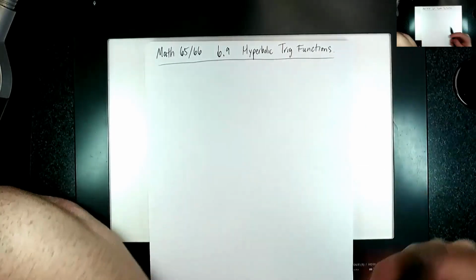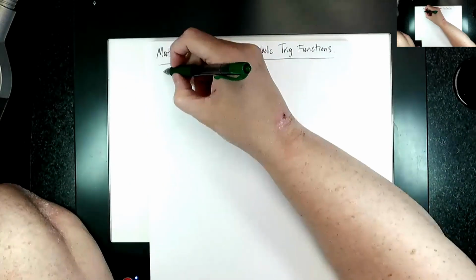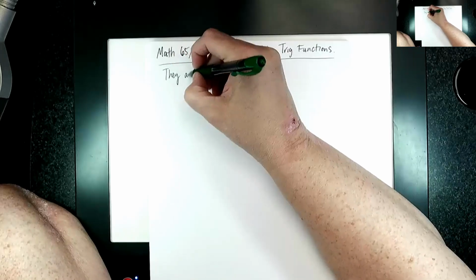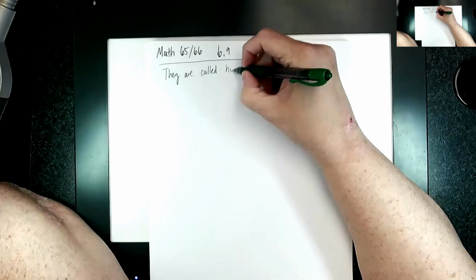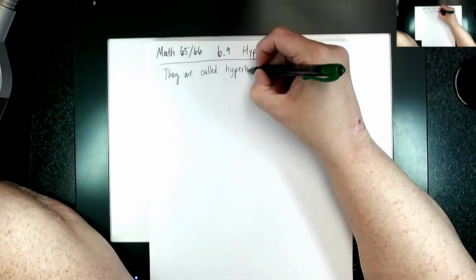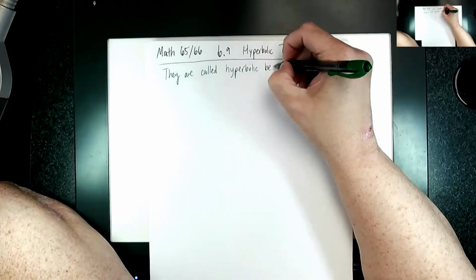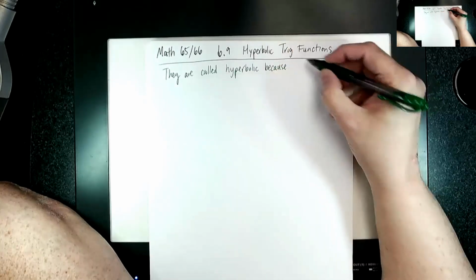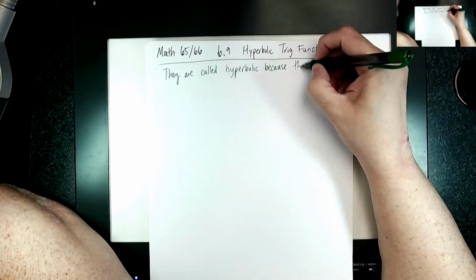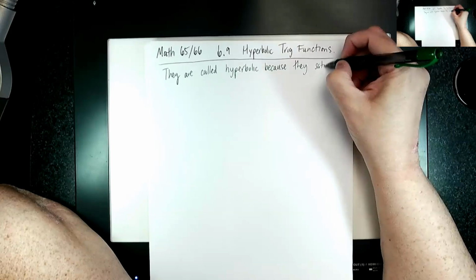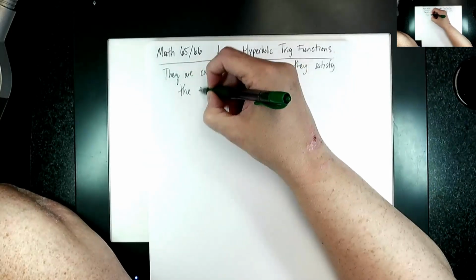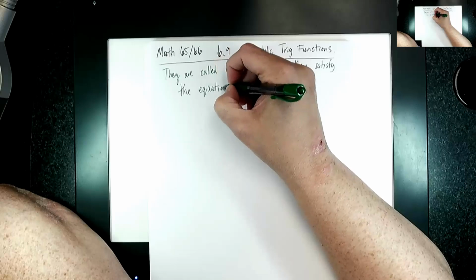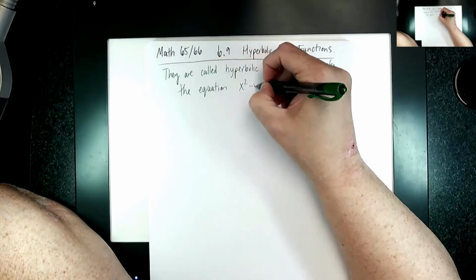And they're called hyperbolic because they satisfy the equation x squared minus y squared equals 1.